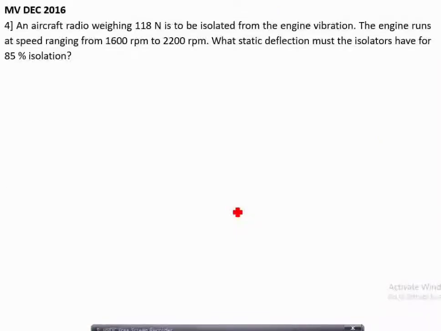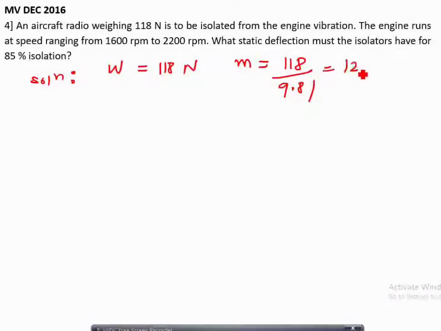Okay. Now, an aircraft radio weighing 118 Newton. So let's start the solution. They have given the weight, 118 Newton, so we can easily calculate the mass. How will we calculate m? m is equal to 118 divided by 9.81. So we are getting 12.029 kg. The engine runs at a speed ranging from 1600 rpm.